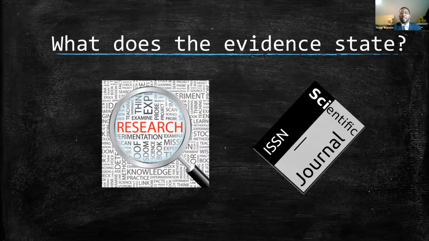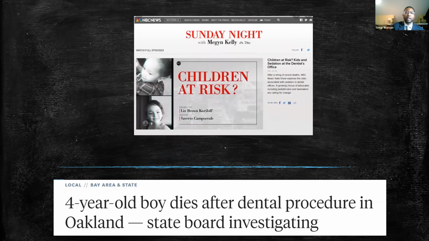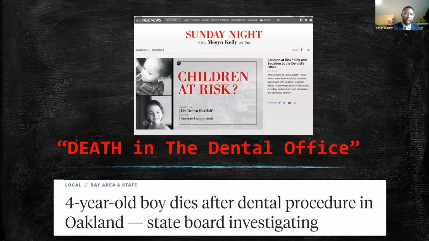All right, but what does the evidence state in this? That's very important. We want evidence when we make statements, right? So I did a literature search of the articles that went along with the joint statement. But this is what you see on the news: Children at risk, 4-year-old boy dies after dental procedure in Oakland, State Board. You see this on the news, and you feel like it's very prominent or that they have a point, but we're going to look at what the evidence states.